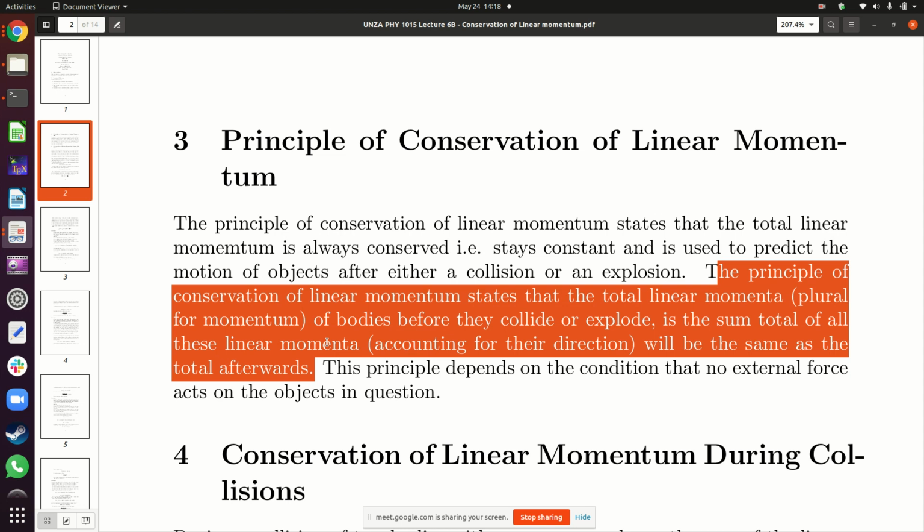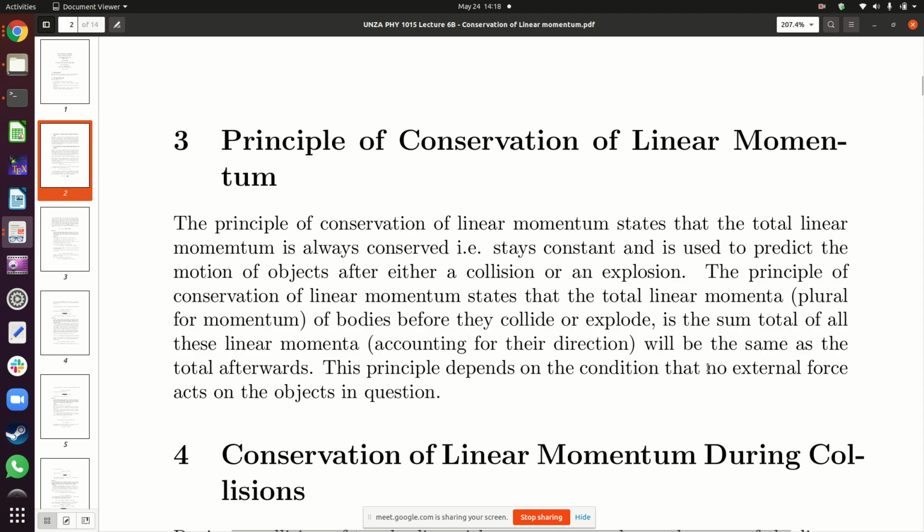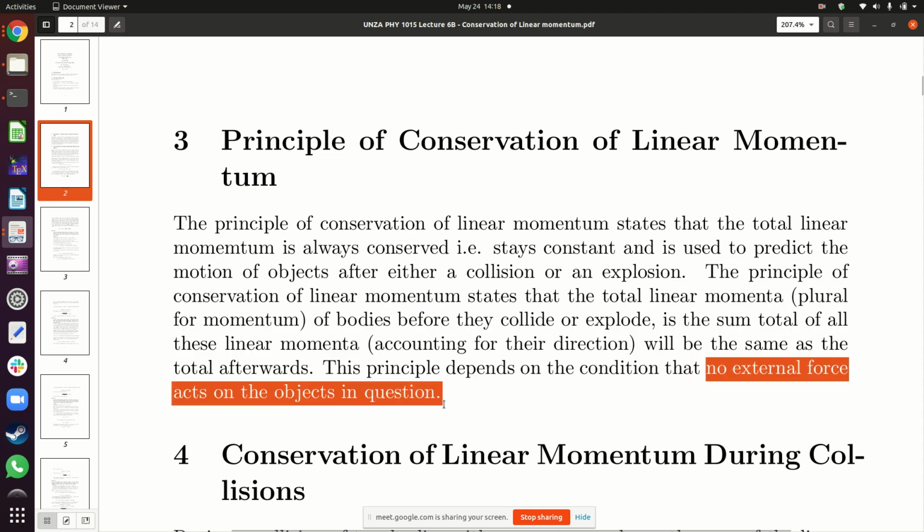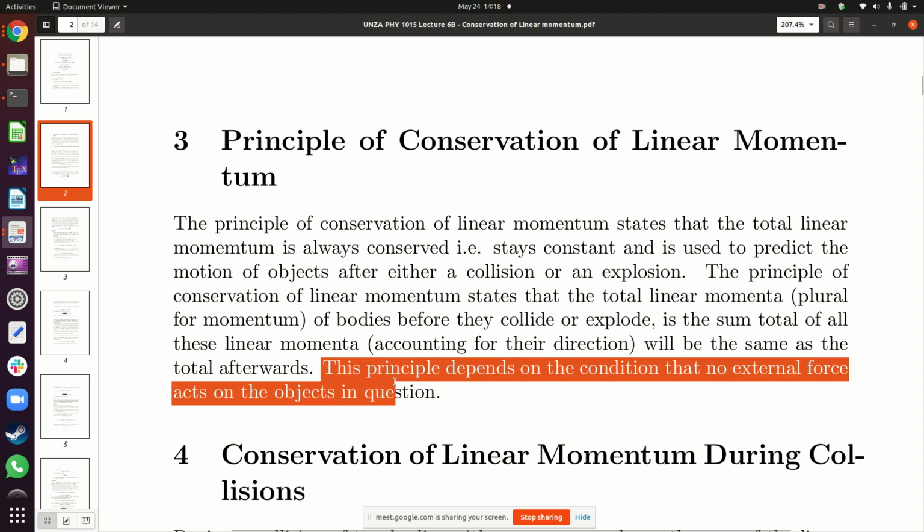Now, there is a requirement for this to work. The requirement is that no external force acts on the objects in question. This principle depends on the condition that no external force acts on the objects in question.